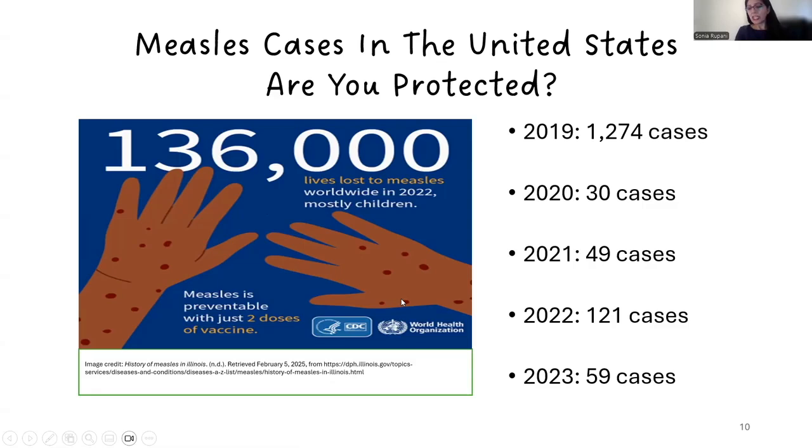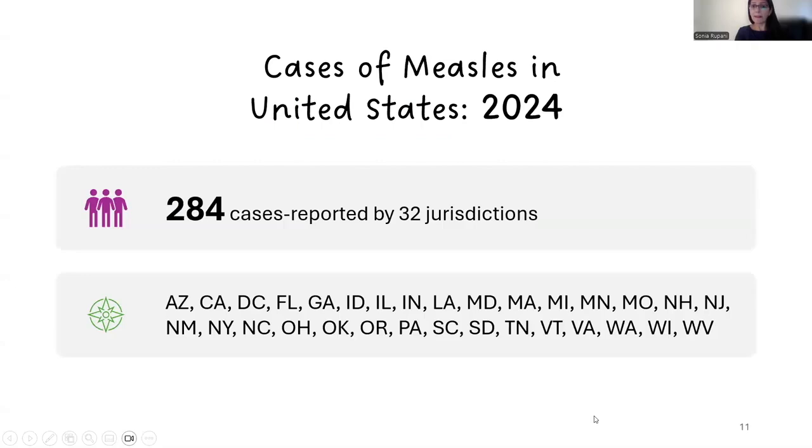In 2023, we had 59 cases of measles recorded. And then in 2024, so last year, we had 284. This is as of December 31st, 2024. 284 cases were reported by 32 jurisdictions, and multiple states listed here, like state here too, Tennessee.